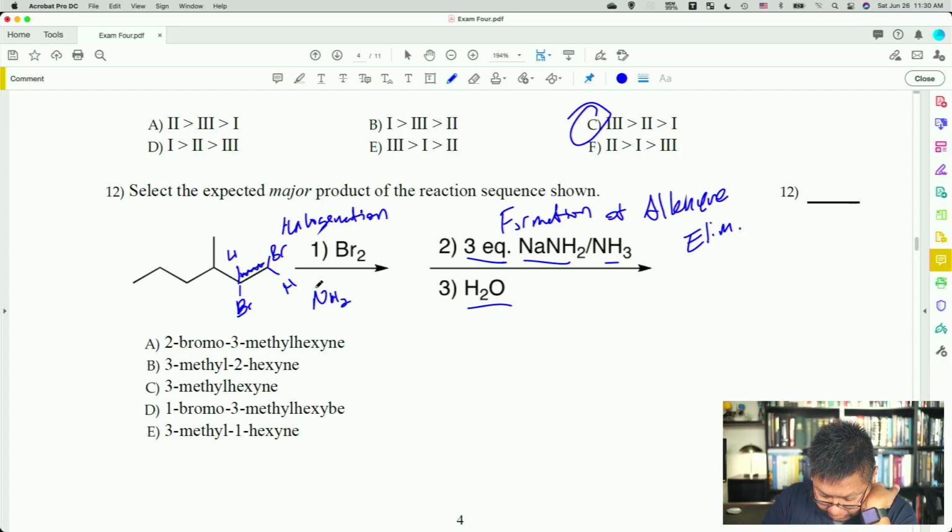Sodium amide will come over, pull off this proton, form this double bond here, kicking off that leaving group, and then the sodium amide will come over here, come over here, pull off that proton. That comes out, form a double bond there, and then this bromine leaves, and so you'll get this product here.